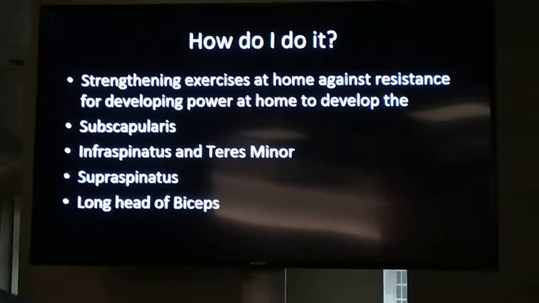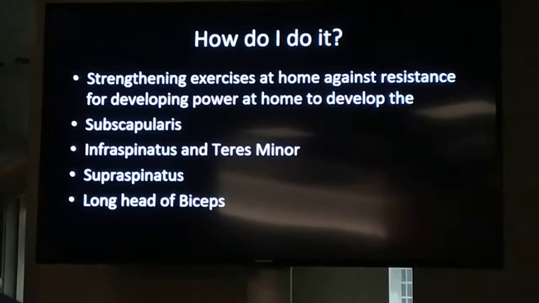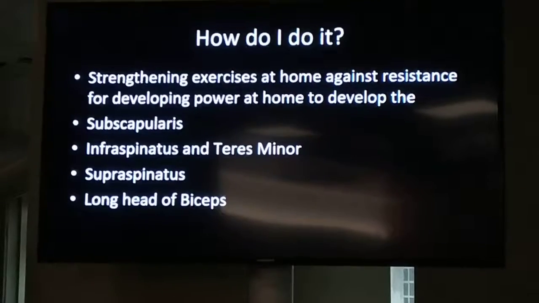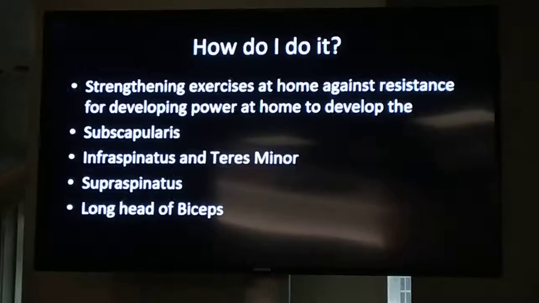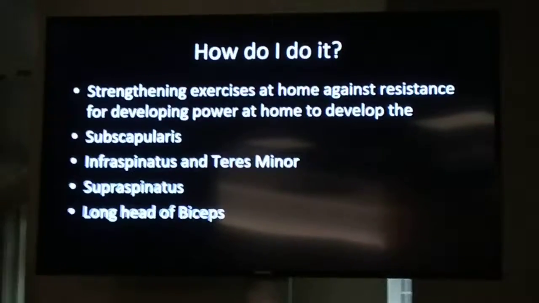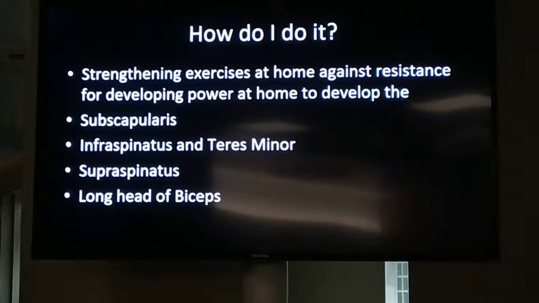How do I do it? So I have to strengthen the subscapularis, the infraspinatus and the teres minor and the supraspinatus and the long head of biceps. So this is the video, very important. Just see how it is done and do it to your patient, and as the patient goes out of the clinic with the painful arc syndrome, he will have no pain.